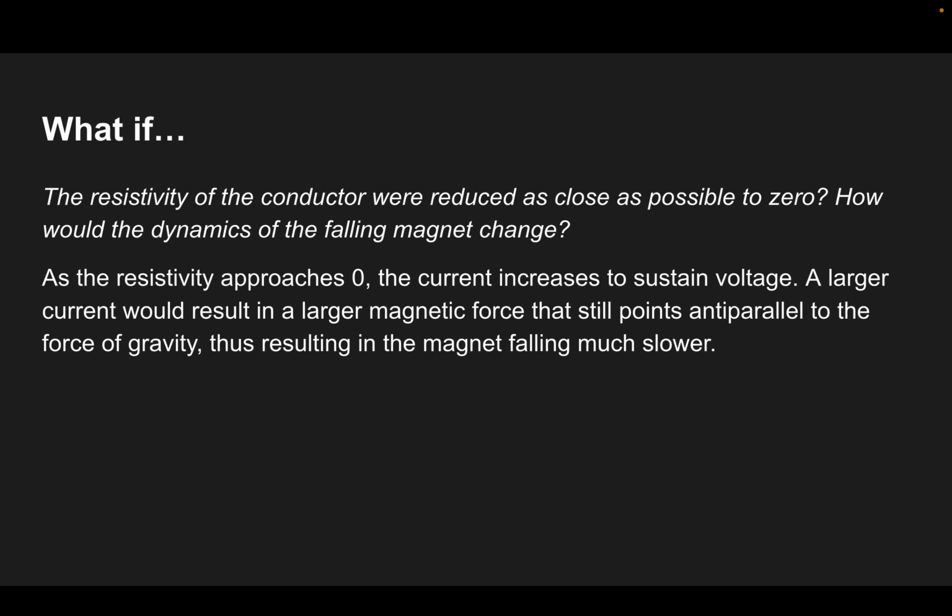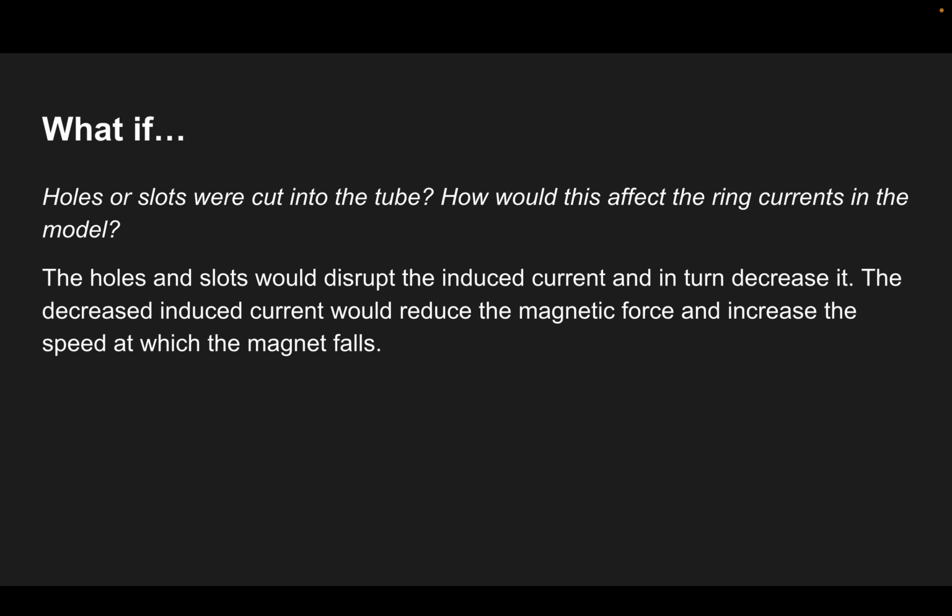So what if the resistivity of the conductor were reduced as close as possible to 0, and how would the dynamics of the falling magnet change? So as the resistivity approaches 0, the current increases to sustain voltage. A larger current will result in a larger magnetic force that still points anti-parallel to the force of gravity, thus resulting in the magnet falling much slower.